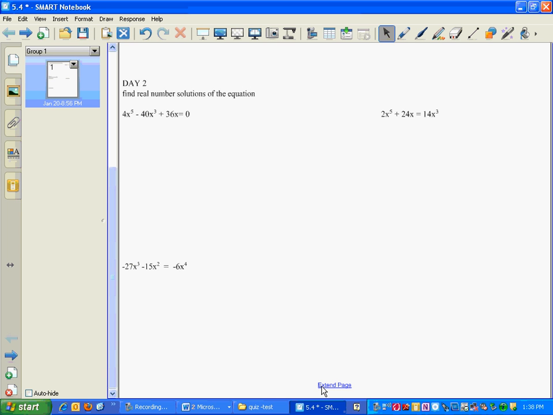Okay, so this is kind of putting everything together. I'm just finding the solutions. Finding the solutions means what? Setting it equal to 0 and solving.